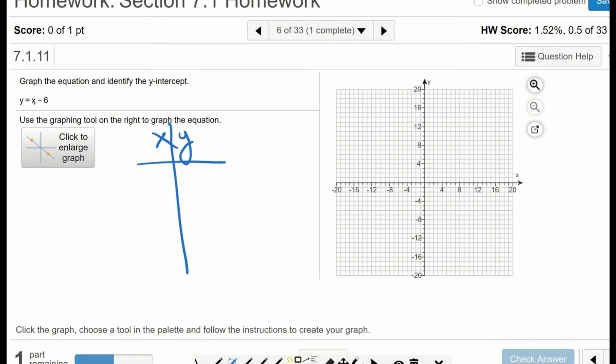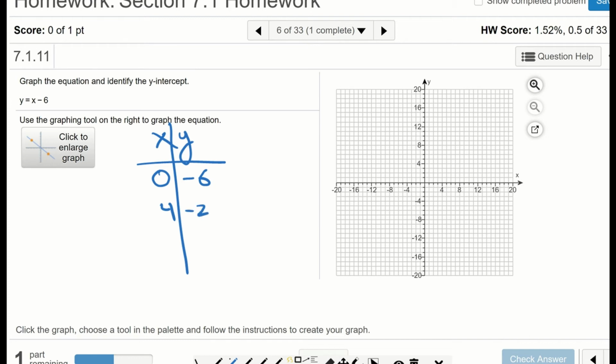So, for example, if I let x be 0, y becomes 0 minus 6, which is negative 6. And I could do x equals 1, right? But that's going to make the point really close to that. It's going to be hard to graph it on here. So I'll move up a few. I don't have to do 1. I'll go to maybe 4. So when x is 4, I get y equals 4 minus 6, which is negative 2.